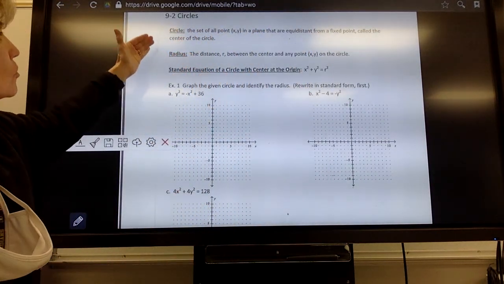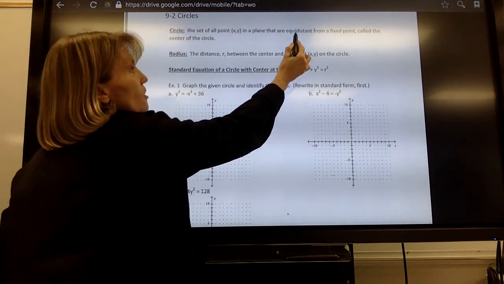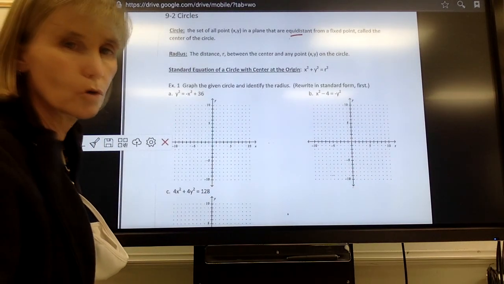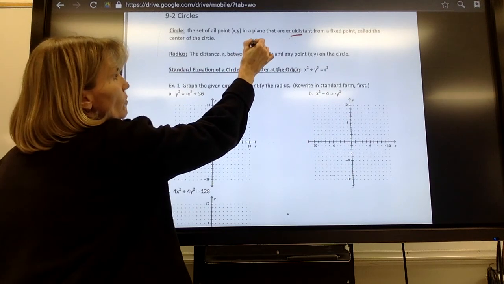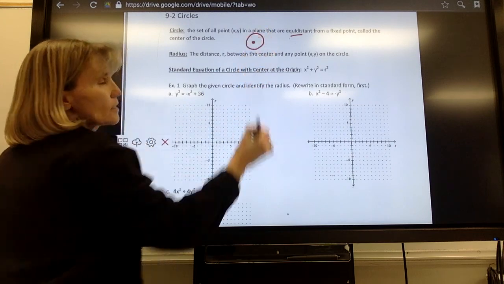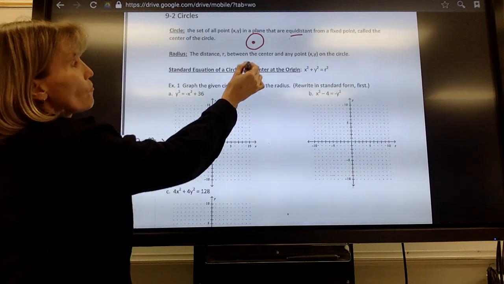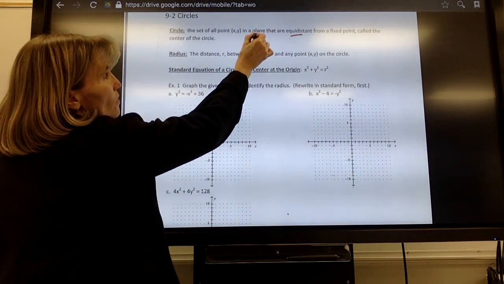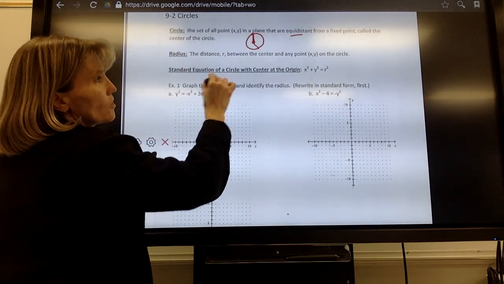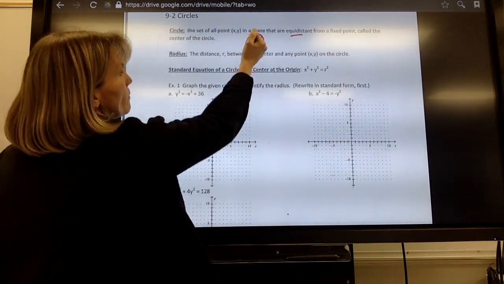And we define a circle by the set of all points, x and y, in a plane that are equidistant from a fixed point called the center of the circle. To be equidistant means to be equal distance. So in a circle, we've got a center right here, and then all of these points that go around it, and that's not an accurate drawing, but all the points that go around it are the same distance from that center. If I were to measure the distance from the center to this point on the circle, it would be the same as the center to this point on the circle. And so every single point that's on this circle is the same distance from the center, is what it's saying.